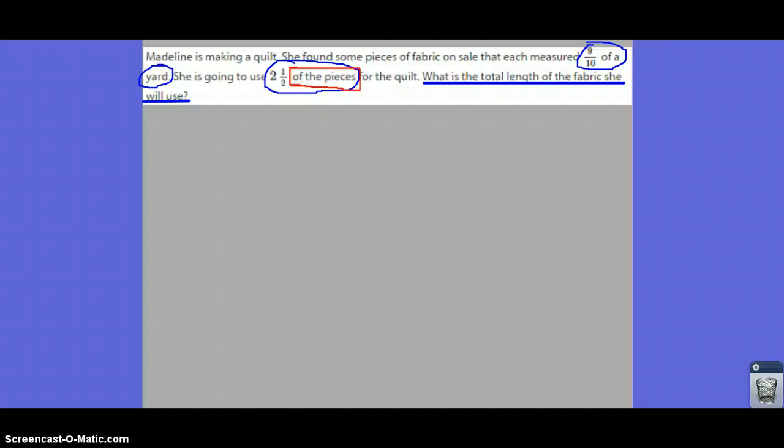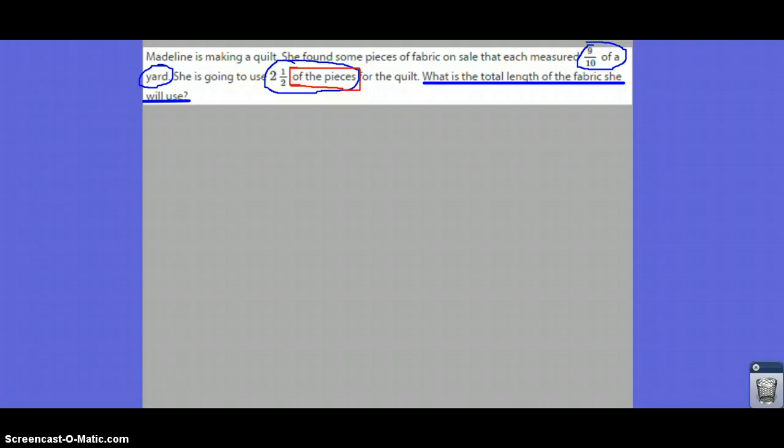Madeline is making a quilt. She found some pieces of fabric on sale that measured 9/10 of a yard. She's going to use 2.5 of the pieces for the quilt. What is the total length of fabric she will use? Okay, so we're going to circle our units and numbers. We've got 9/10 of a yard, and then we've got 2.5 of the pieces. And underline our question: what is the total length of fabric she will use?